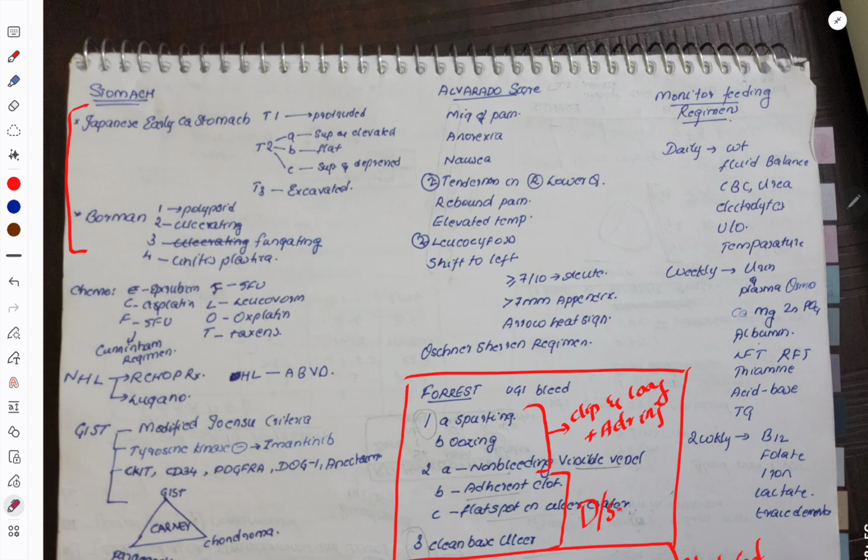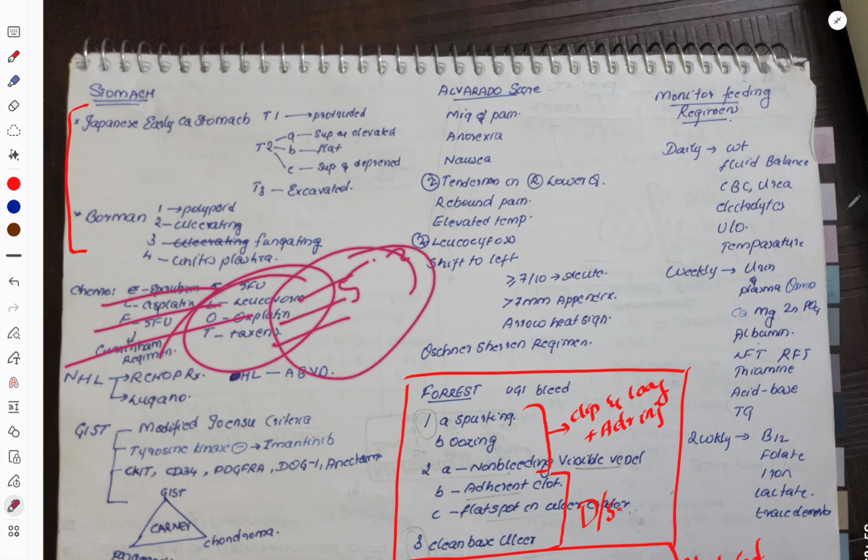These are the two chemotherapy regimens. Epirubicin, cisplatin and 5-fluorouracil is known as the Cunningham regimen. Okay, Cunningham regimen: epirubicin, cisplatin, 5-fluorouracil. FLOT regimen is 5-fluorouracil, leucovorin, oxaliplatin and taxanes. This is the new regimen.